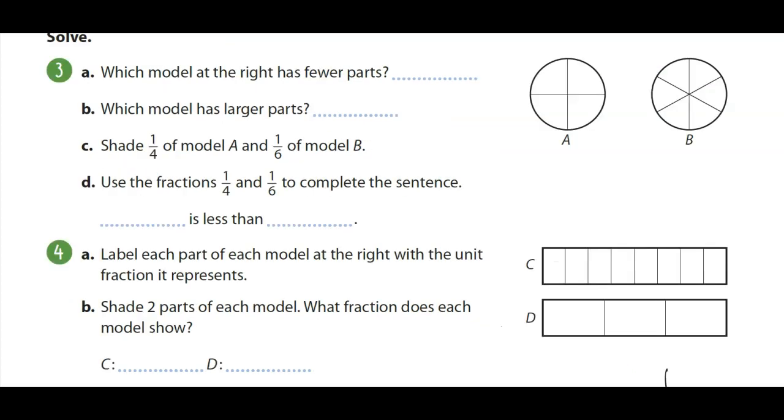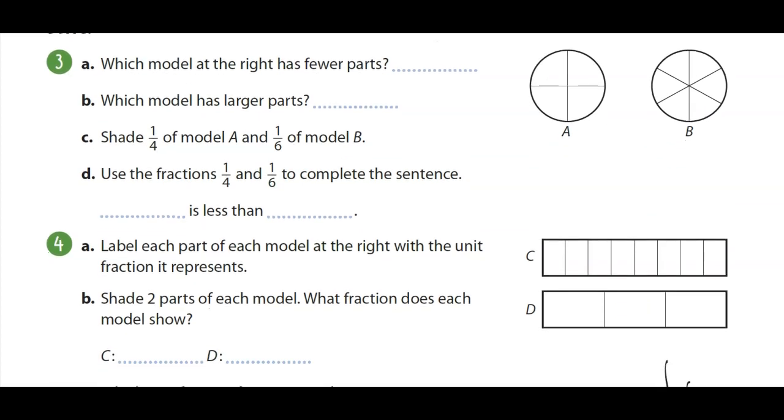Okay, listen carefully. Which model, A or B, has the fewer parts? Jack? A. A only has 4 parts, while B has 6. Yes, A. Which model has larger parts? A as well.